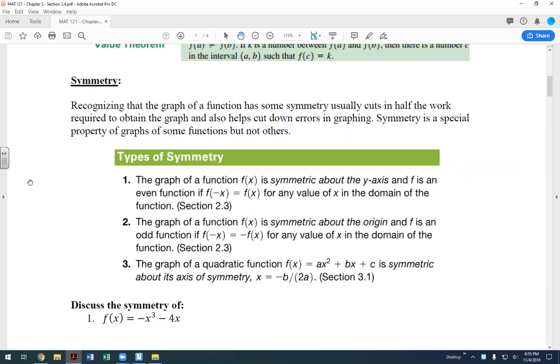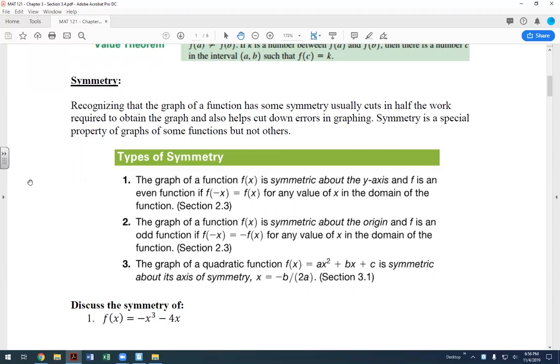We looked at this extensively before in section 2.3 as it says here. So if you have an even function, you have symmetry with respect to the y-axis, right? If it's an odd function, you have symmetry with respect to the origin. And if it is a second degree polynomial, a quadratic function, it brings its own symmetry, which is the axis of symmetry at x equals negative b over 2a. So these are the 3 types of symmetry we need to remember.